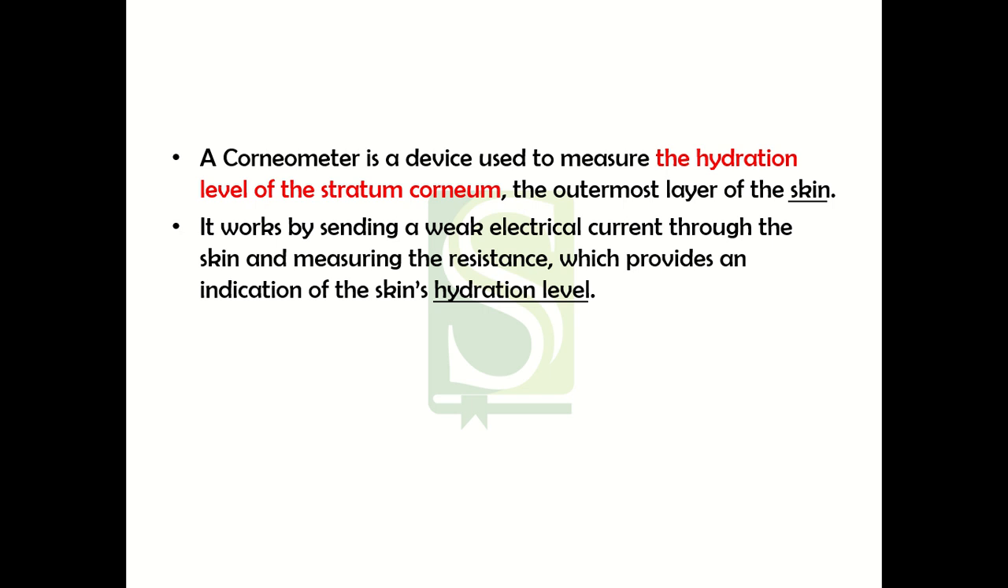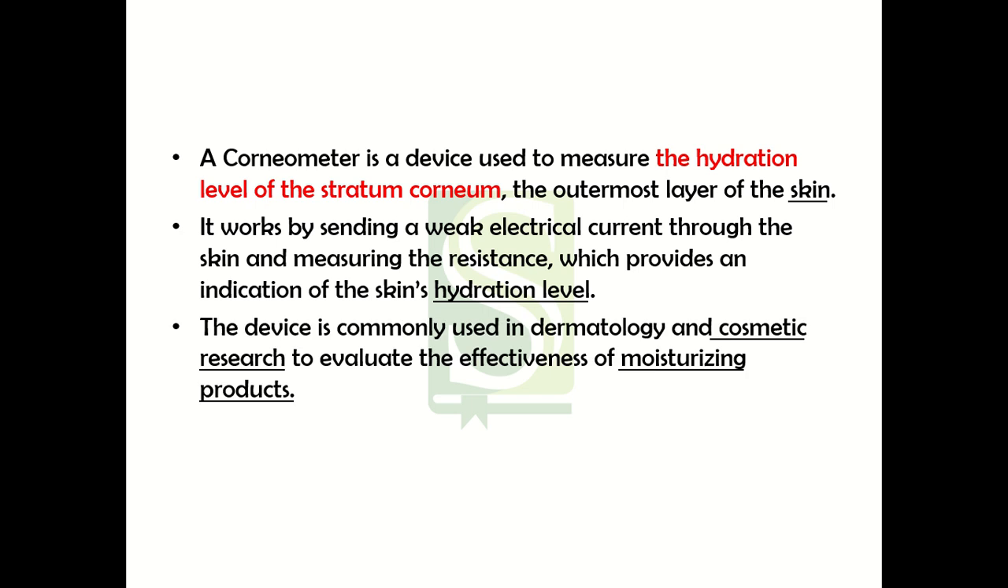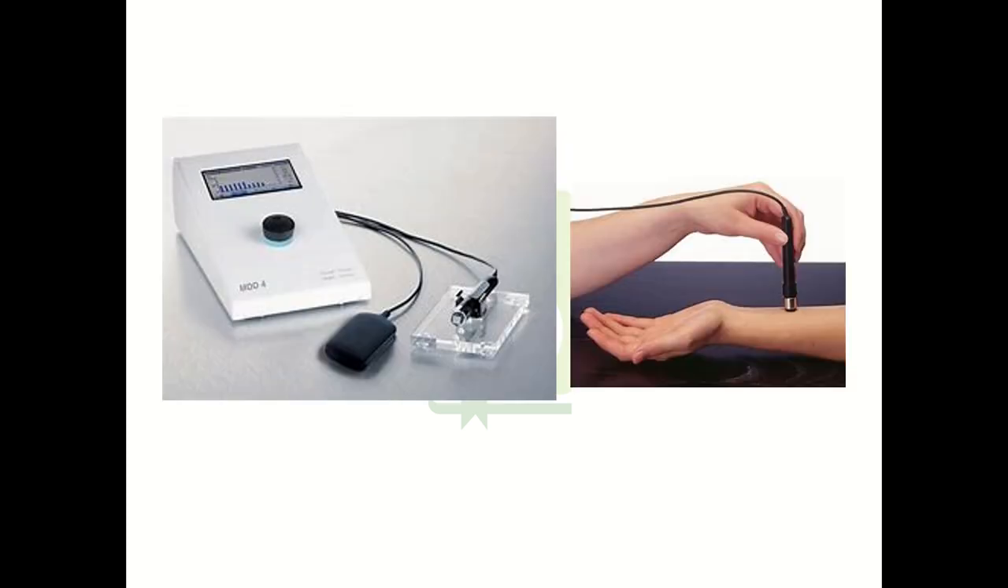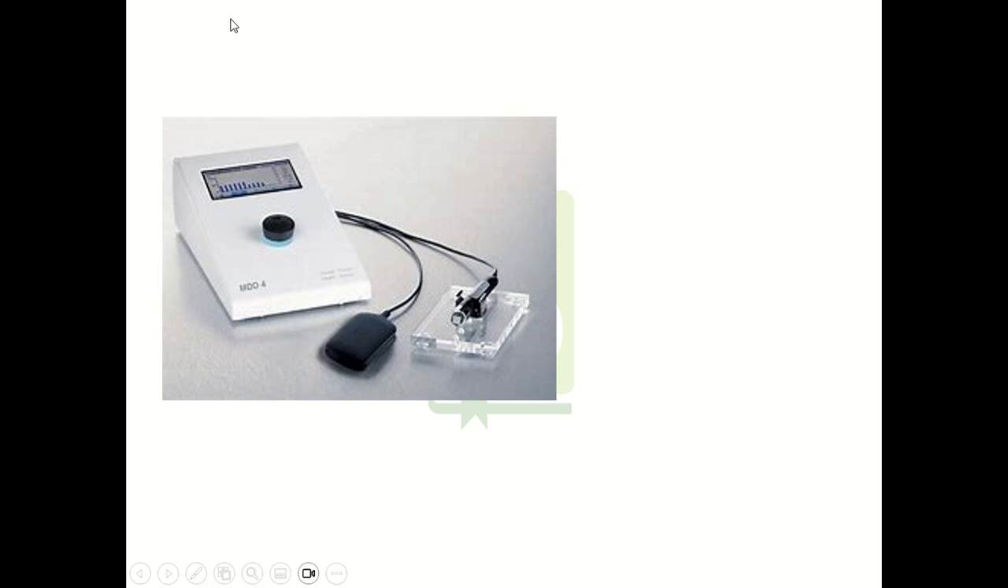You know that if water is present in your skin, then the electrical properties of your skin are going to be different as compared to that of your dry skin. So the device is commonly used in dermatology and cosmetic research to evaluate the effectiveness of moisturizing products. So this is the corneometer. You can see here, this is the display unit.